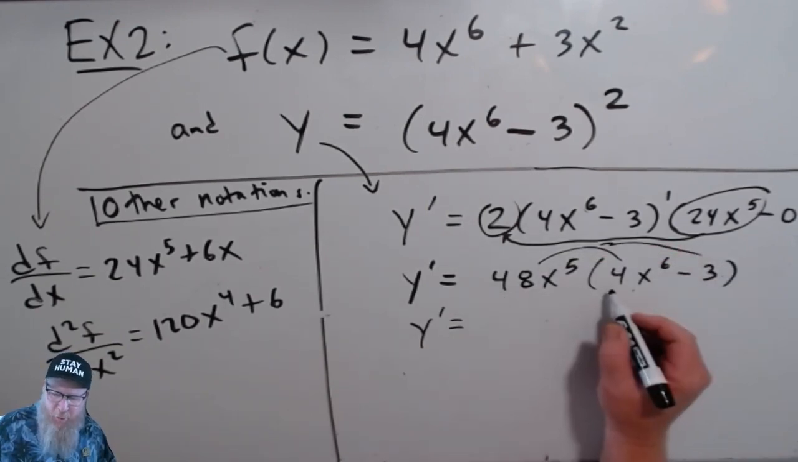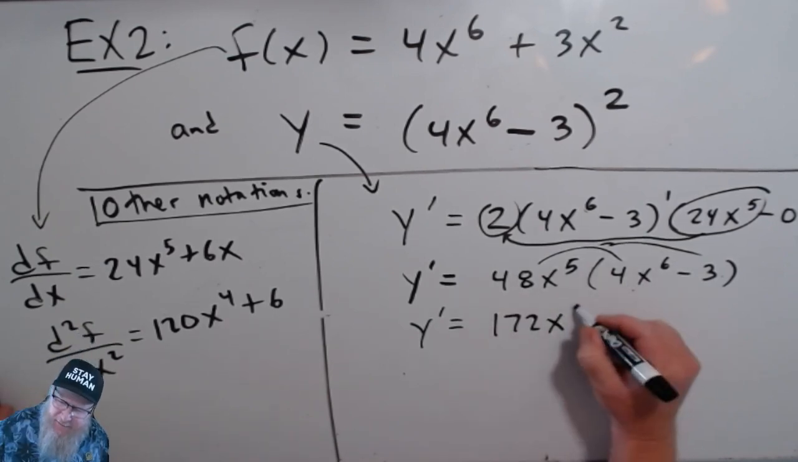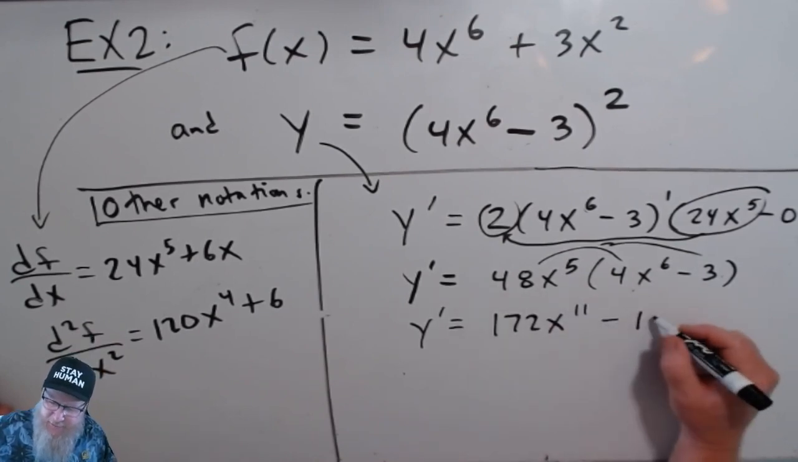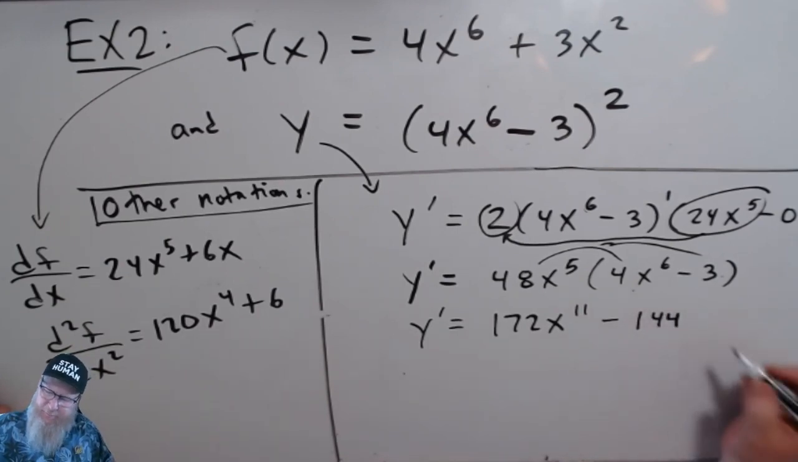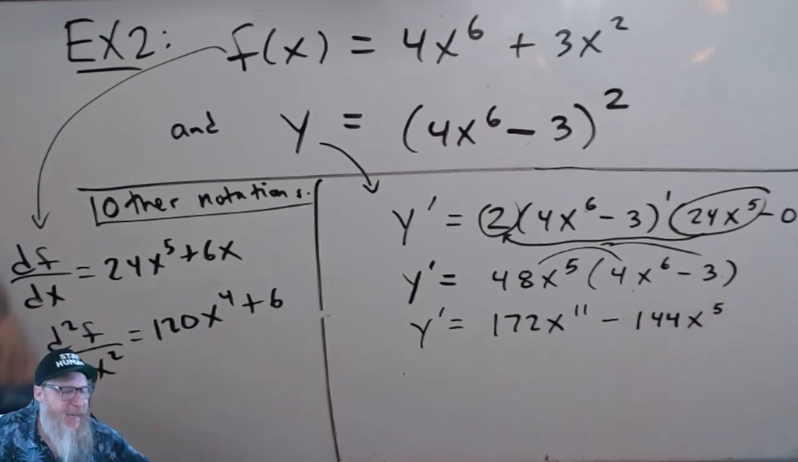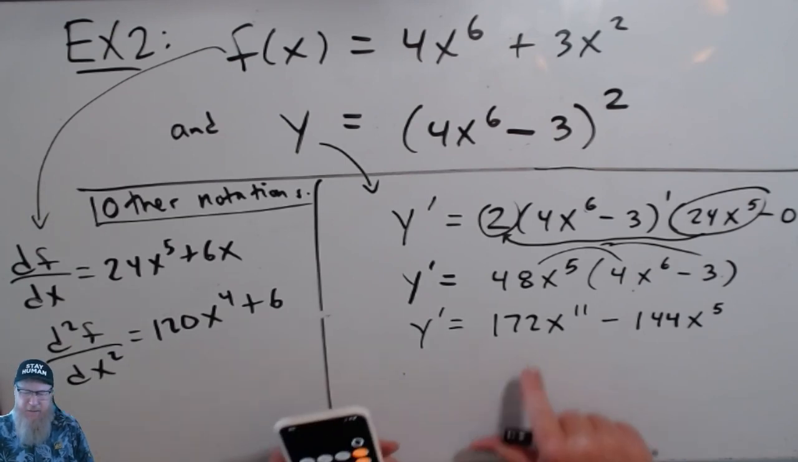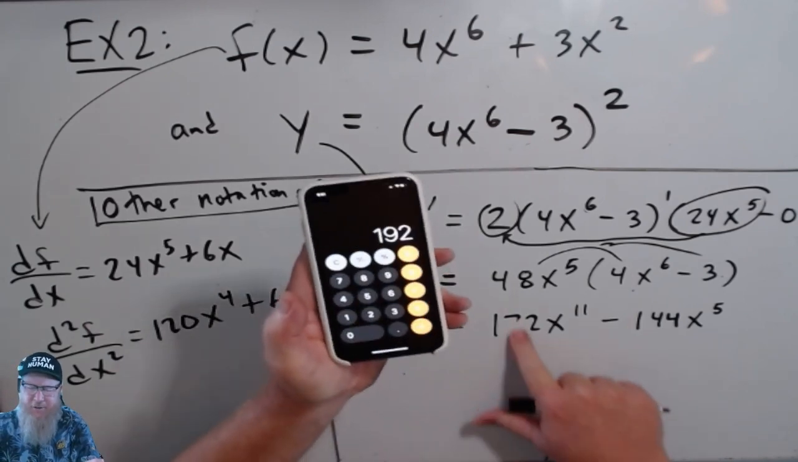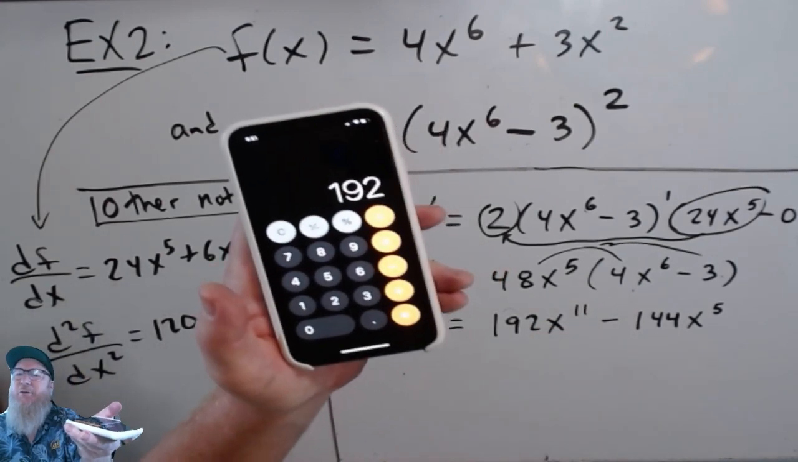to the second derivative. If it doesn't, and I don't think it does, I'm going to go ahead and distribute it. So 4 times 48 is 172, x to the 11th. 3 times 48 is 144, x to the 5th. I should probably double check my math there. I feel like I'm off a little bit. 48 times 4, 192. I'm so glad I checked. A little thing like that would have screwed me up.